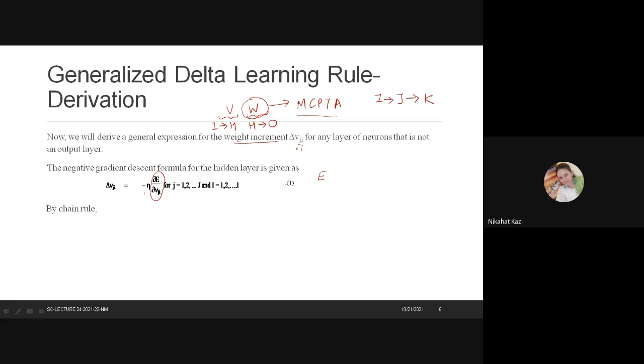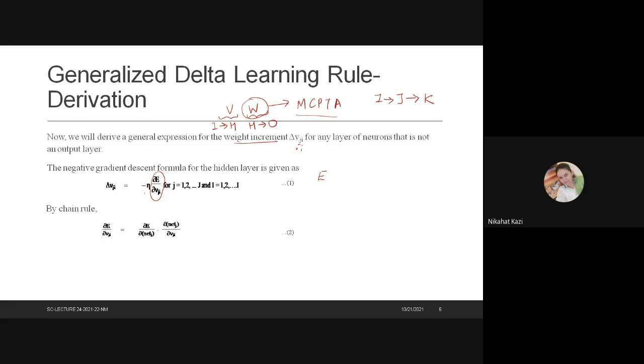So what is this delta E? It is dou E by dou Vji. If you use the chain rule, you can introduce net j into this equation by writing it in this form: dou E by dou net j times dou net j by dou Vji. So we are just introducing that.